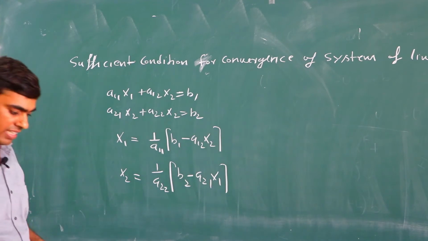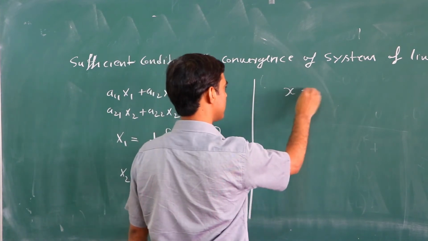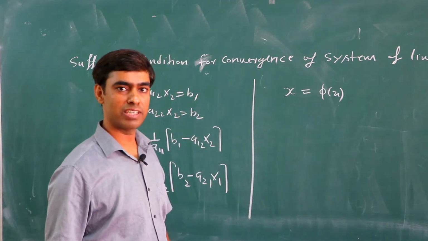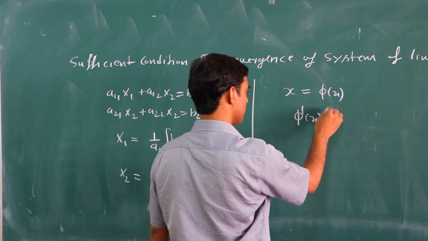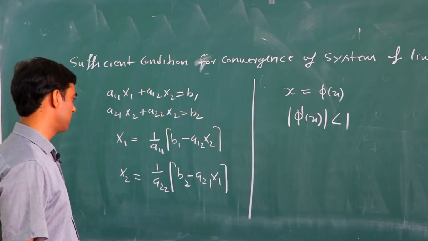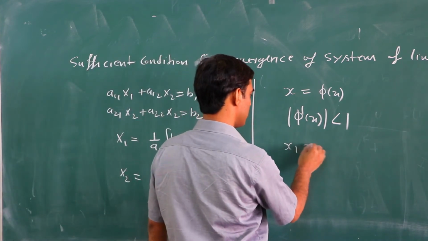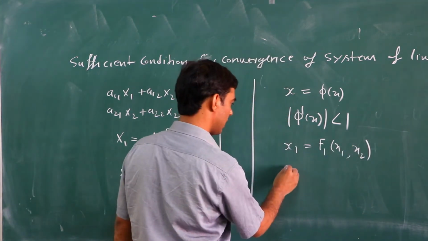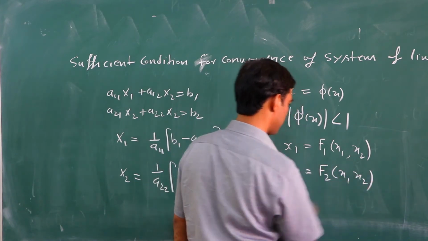As we know, in the case of a nonlinear equation, if it is written in the form x equal to phi of x, the criterion for convergence is that the modulus of phi dash x is less than 1. In a similar manner, here we assume that x1 is a function of x1 and x2, and x2 is also another function of x1 and x2.